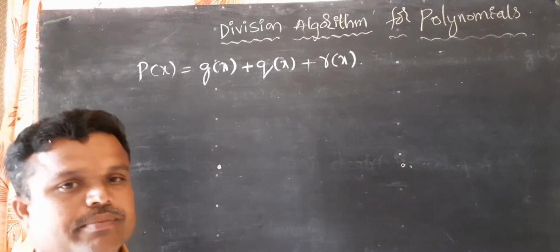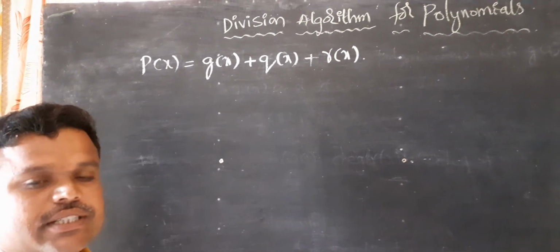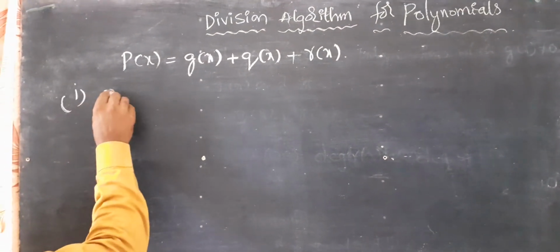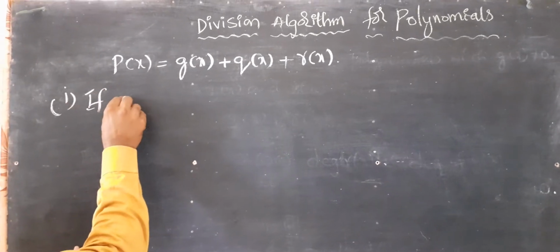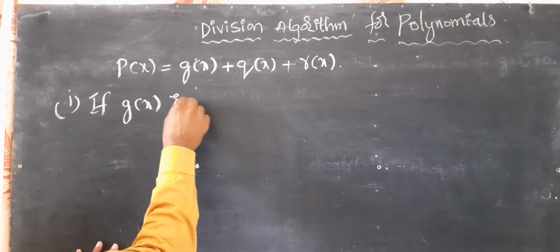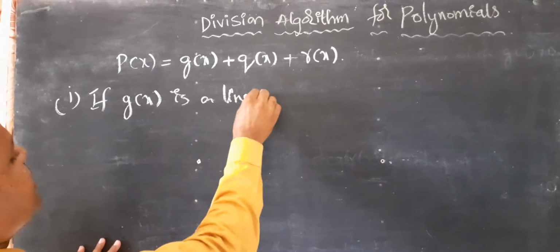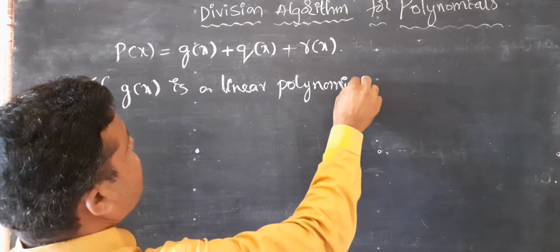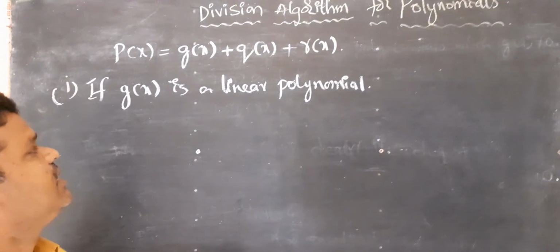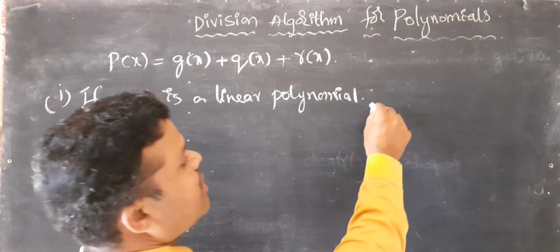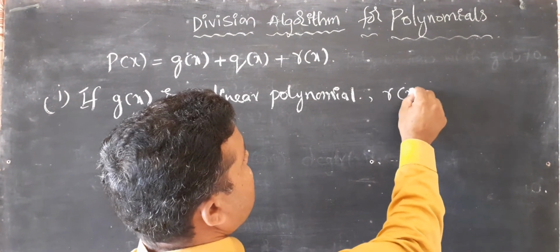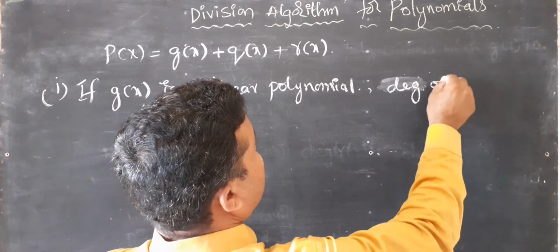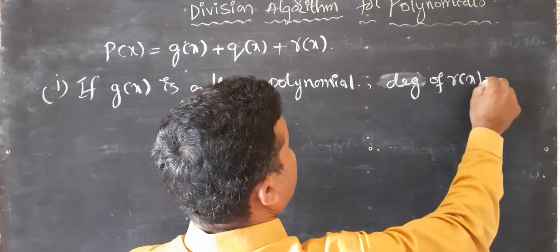Based on the division algorithm for polynomials, some observations we have. Number one is, if g of x is a linear polynomial, linear polynomial means the degree of g of x is 1. If g of x is a linear polynomial, the degree of r of x must be equal to 0.